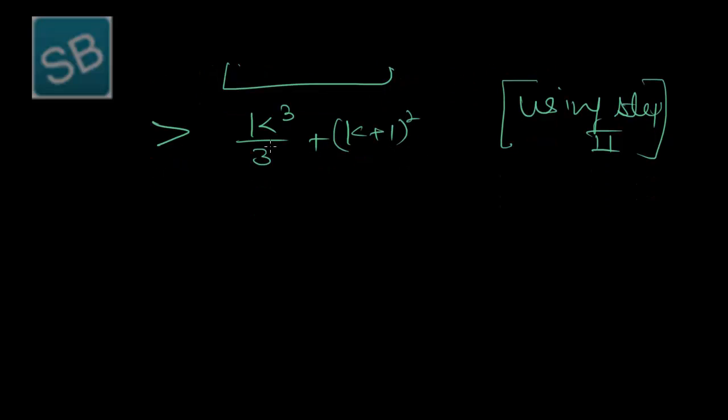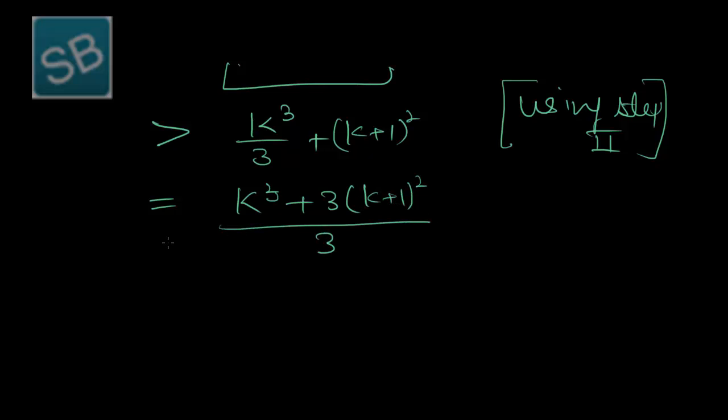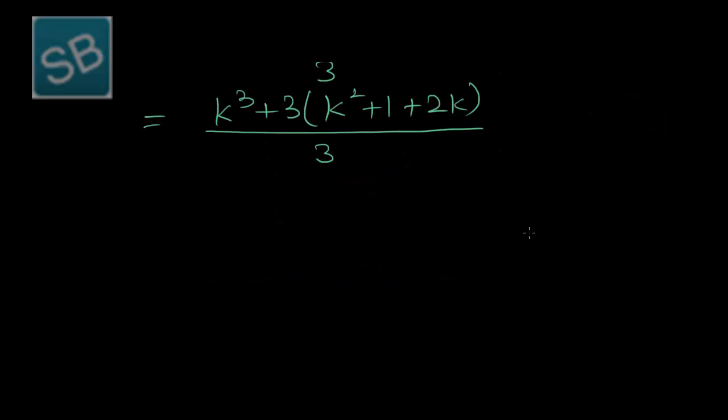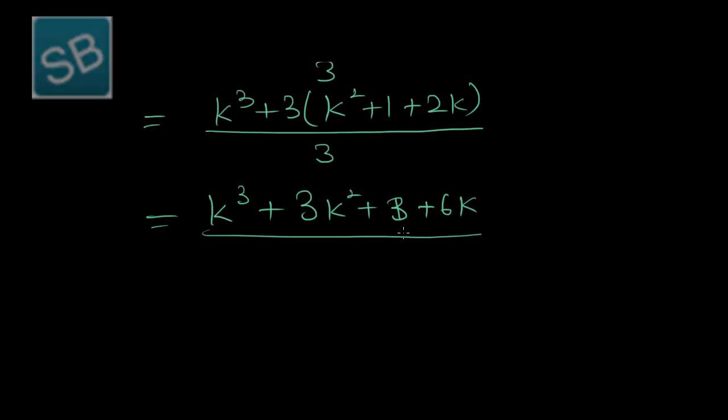Now we are going to solve this step, so we will take the sign equal because we are going to solve this step. This step is equal to k cube plus 3 times k plus 1 whole square over 3 by taking LCM. So open this square bracket. It gives a square plus b square plus 2ab. And open it. That is k cube plus 3k square plus 3 plus 6k over 3.